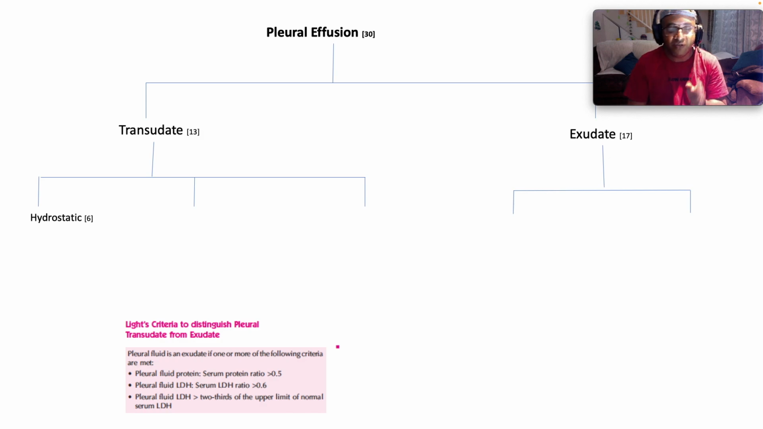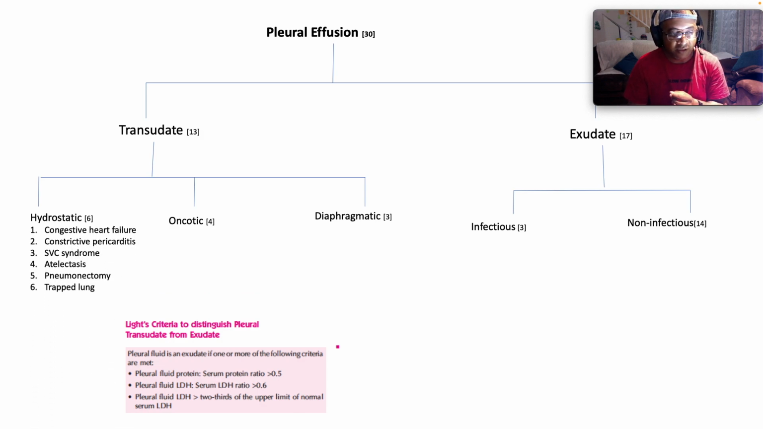Transudates are further partitioned into those due to increased hydrostatic pressure, diminished oncotic pressure, or diaphragmatic issues. Exudates are further stratified into whether it's infectious or non-infectious, right? So, by and large, the most common cause of transudate from an increased hydrostatic pressure is congestive heart failure, right? Interestingly enough, most of the effusions we see in heart failure are right-sided effusions, and the thinking behind that is because most patients with heart failure experience palpitations when they sleep. They tend to sleep on their right side, and that causes dependent accumulation of fluid on the right side.